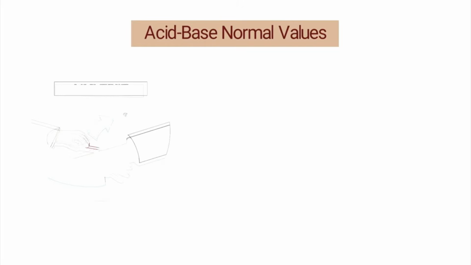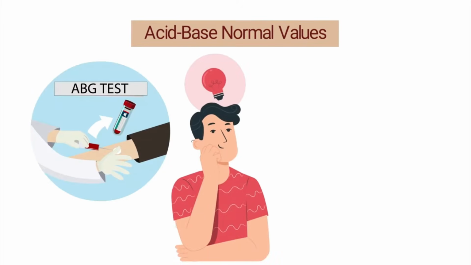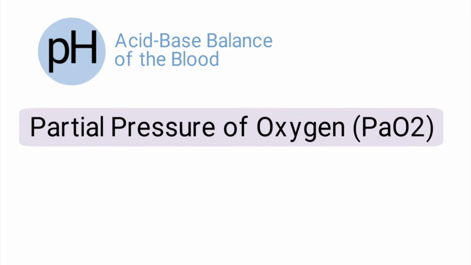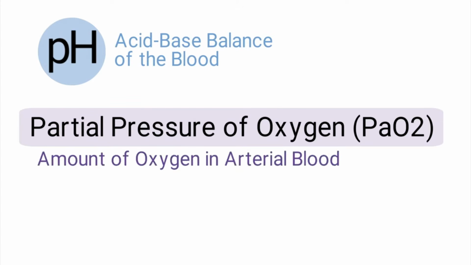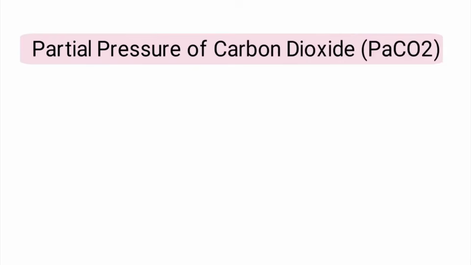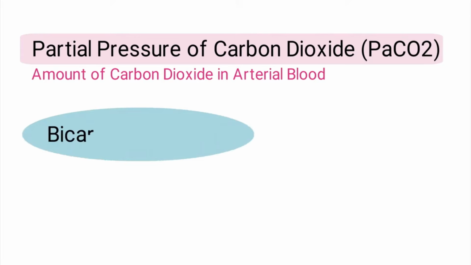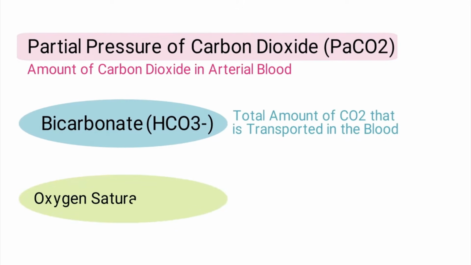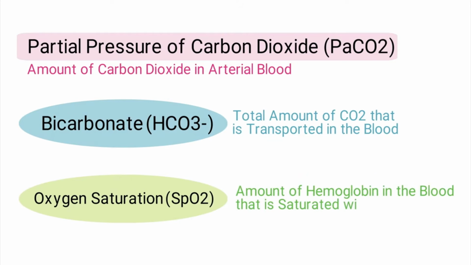To better understand the key elements of an ABG test, it is important to know the definition of the values that are being measured. pH refers to the acid-base balance of the blood. The partial pressure of oxygen, or PaO₂, refers to the amount of oxygen in arterial blood. And the partial pressure of carbon dioxide, or PaCO₂, refers to the amount of carbon dioxide in arterial blood. Bicarbonate, or HCO₃, refers to the total amount of CO₂ that is transported in the blood. And oxygen saturation, or SpO₂, refers to the amount of hemoglobin in the blood that is saturated with oxygen.